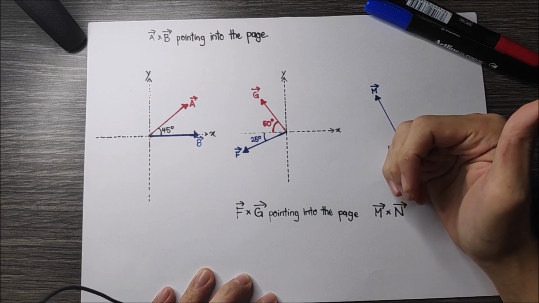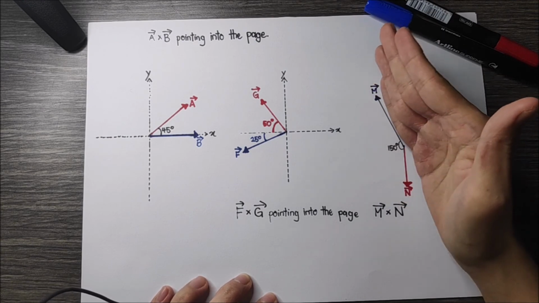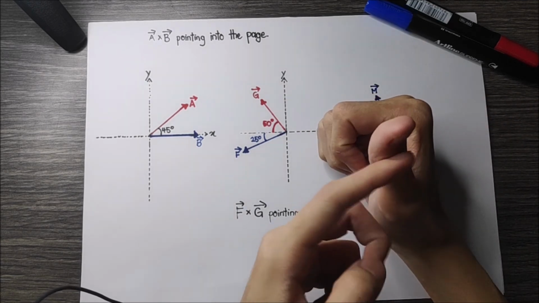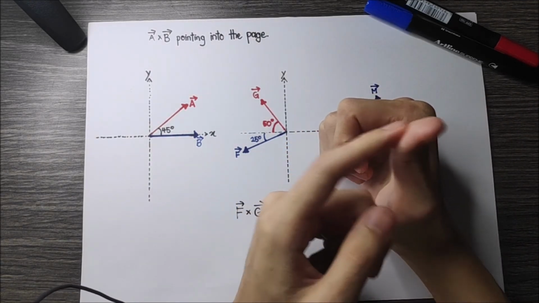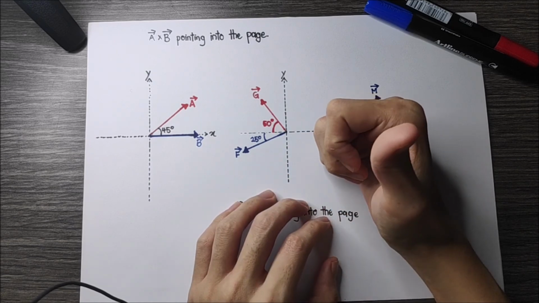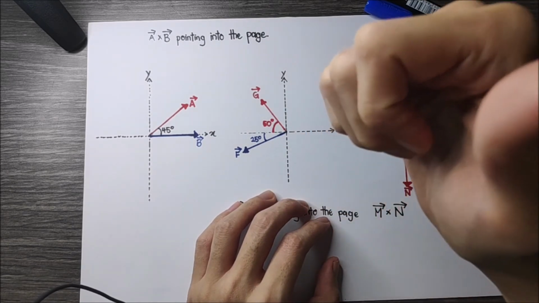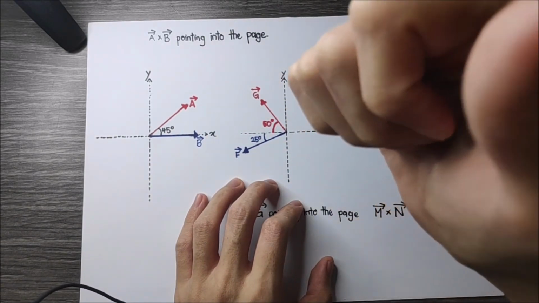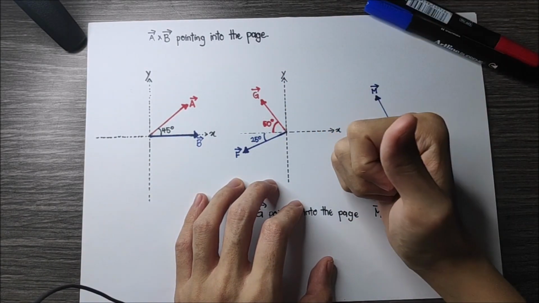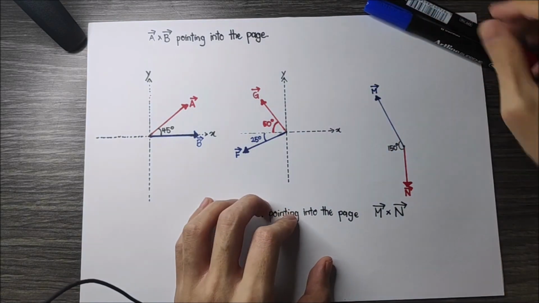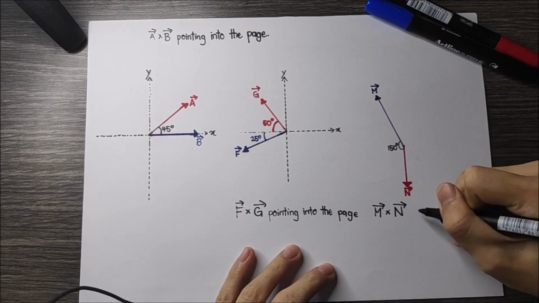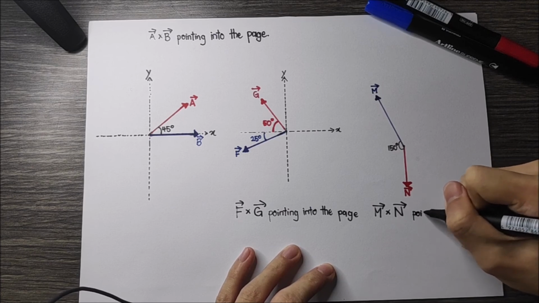Okay, so once we check that the direction of our swinging can make us go from the first vector to the second vector, the direction of our thumb will show the direction of the vector product. And the direction of our thumb is pointing out of the page. This is the page, it's pointing out of the page towards you. In this case, we will say that m cross n, the direction is pointing out of the page.